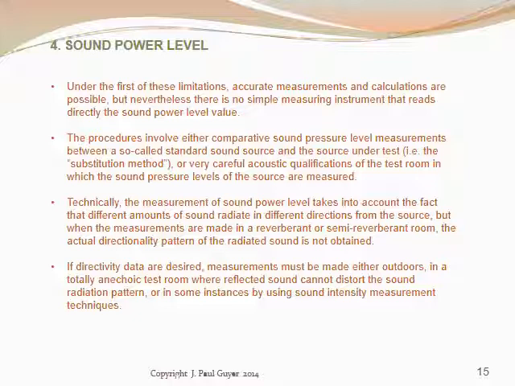Sound power level is calculated, not measured. Under the first of these limitations, accurate measurements and calculations are possible, but nevertheless there is no simple measuring instrument that reads directly the sound power level value. The procedures involve either comparative sound pressure level measurements between a so-called standard sound source and the source under test, i.e. the substitution method, or very careful acoustic qualifications of the test room in which the sound pressure levels of the source are measured. Either of these procedures can be involved and requires quality equipment and knowledgeable personnel.